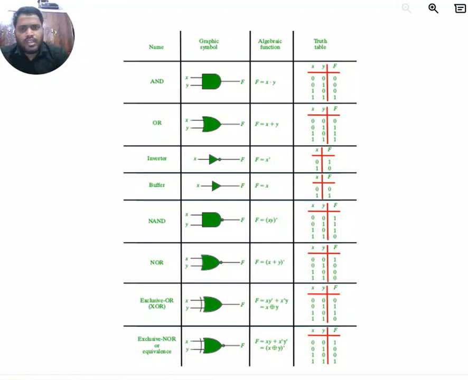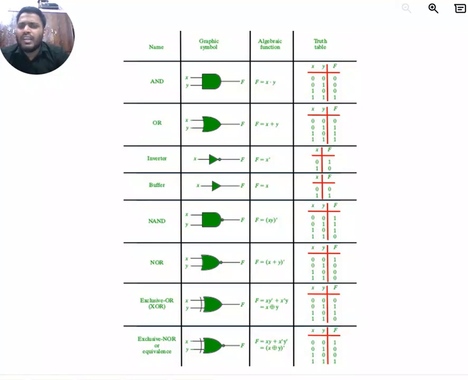Second, the OR gate. In the OR gate you see that if one of the inputs is 1 or both of the inputs are 1, then the output will be 1. Only in this condition, that at least one input is 1, you will get the output as 1. So that is the OR gate.